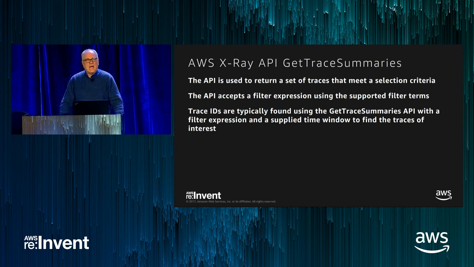You can, for example, add your own annotations to traces. So you might overlay the traces with business information. And then you can use the Get Trace Summaries API to inject a filter expression, and you can actually then search against those annotations that you put in place. So typically what comes back from this API will be a set of trace IDs. And then once you have those trace IDs, you plug that into the Batch Get Traces API to get the low level detail.